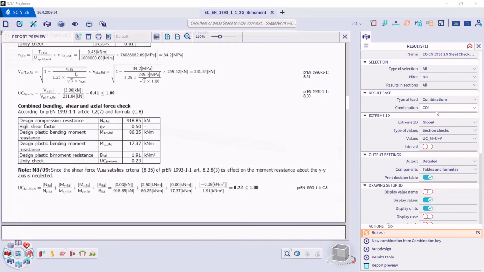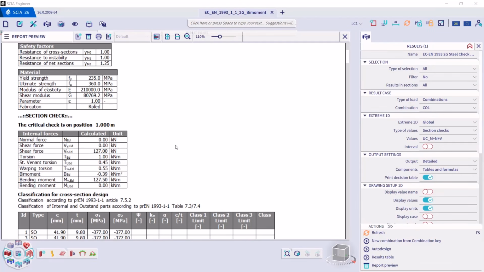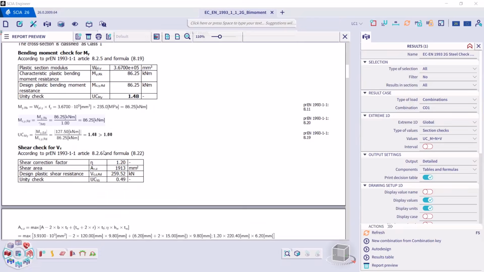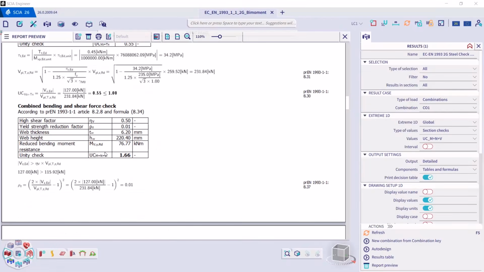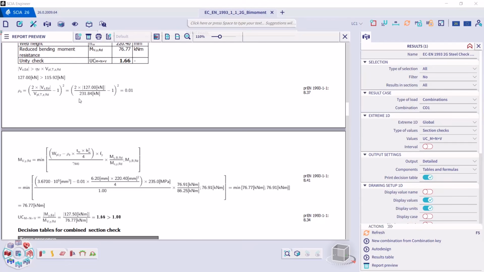But if I use the combination CO1, obviously in CO1 I have also load case LC2 which is present, so VzEd becomes way bigger. And if we have a look at this check again, you can see in here that the new condition of VzEd, which must be bigger than eta V multiplied by Vpl is met. So in that case, the new formula 8.41 is used for this combined check, and you can see MyBRd being divided by McyRd. And where do we get this value of eta V?